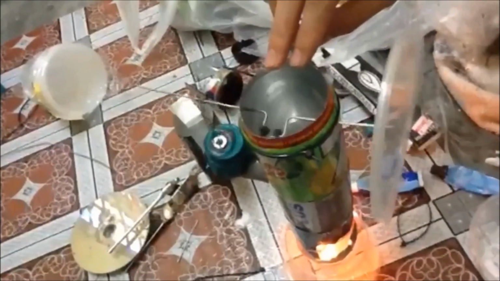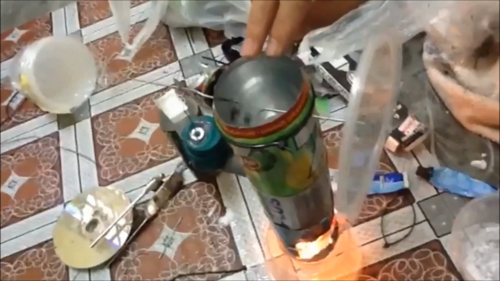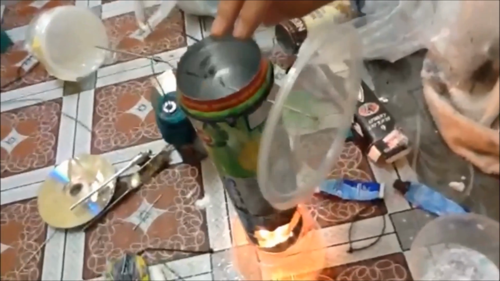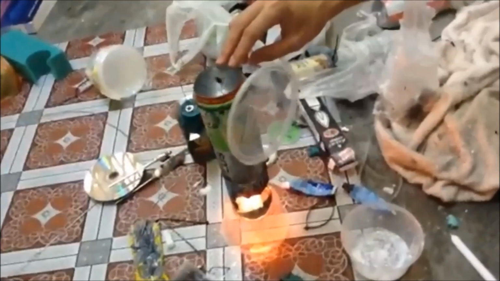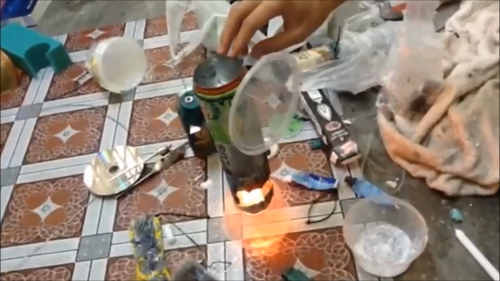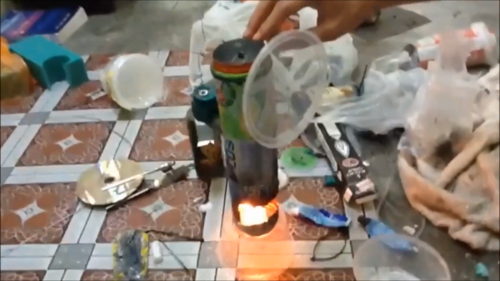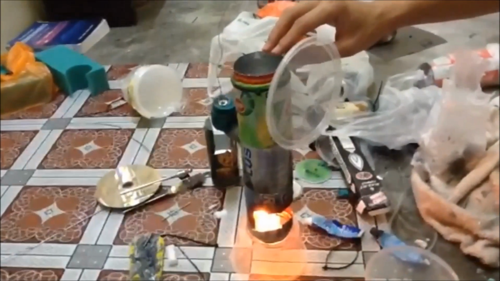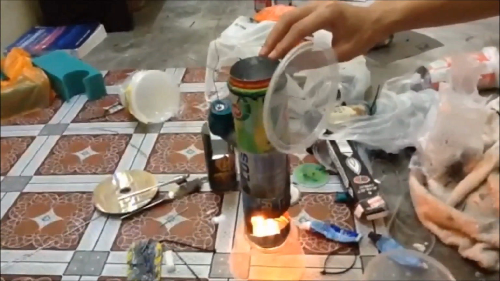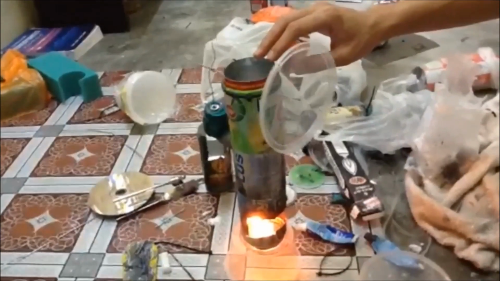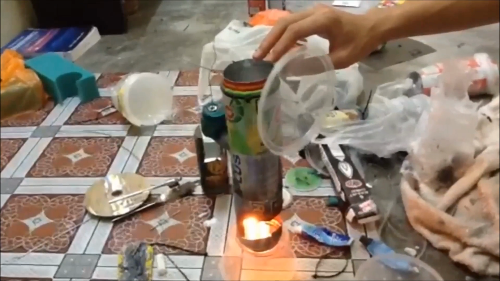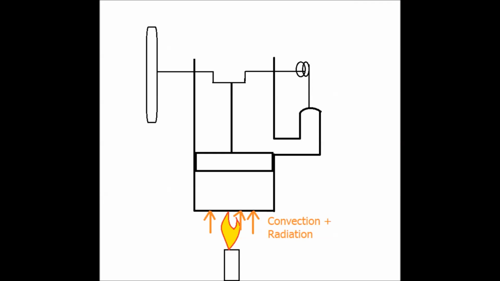Okay, as you can see, the heat supplied by the candle, by the light over here, is turned into work. Now, as you can see in this model, as explained by Mr. Faizal, this is a Stirling engine. The heat will be supplied down here. The processes involved are convection and radiation.